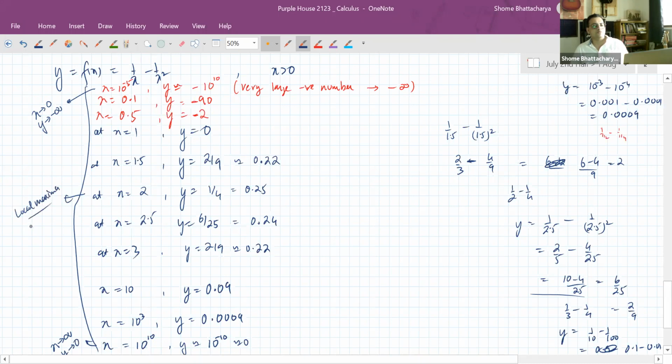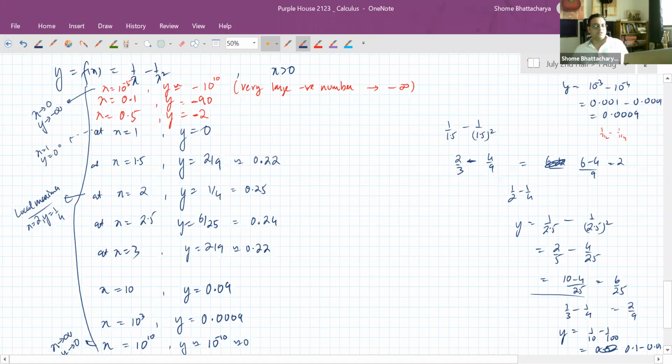So the local maxima point has the value of x equal to 2 and the value of y equal to how much? 1 by 4 or 0.25. And we also had this significant point that at x equal to 1, the value of y is 0.